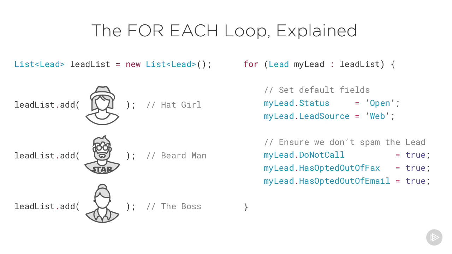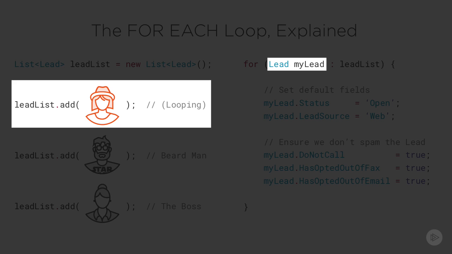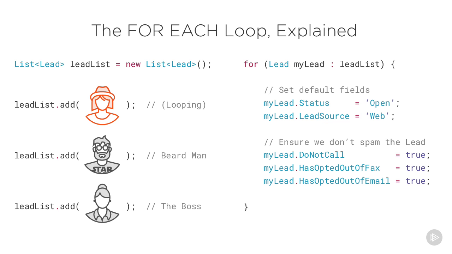Now let's walk through how our for each loop evaluates. First up is Hat Girl. Remember that lists preserve the order of records inside it. Since we added Hat Girl first, she's the first up in our loop. Our myLead variable gets temporarily assigned to Hat Girl, and the code inside our for each loop executes.